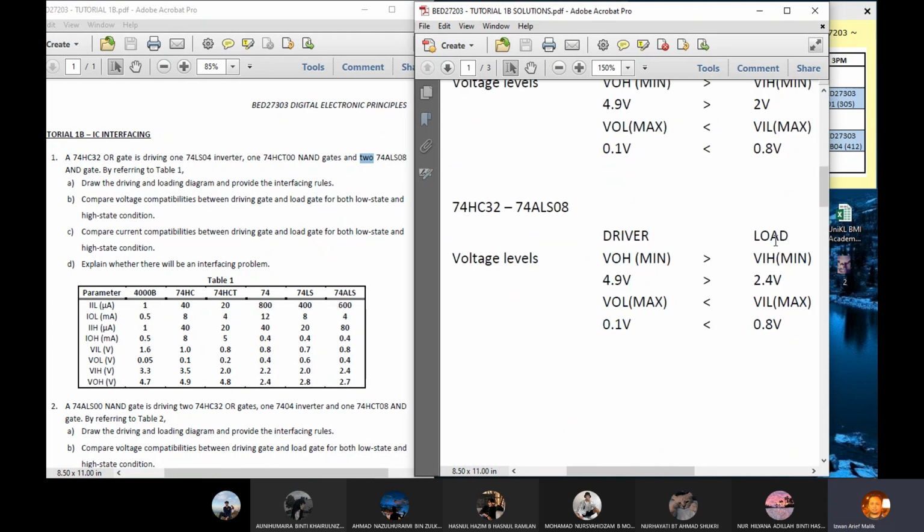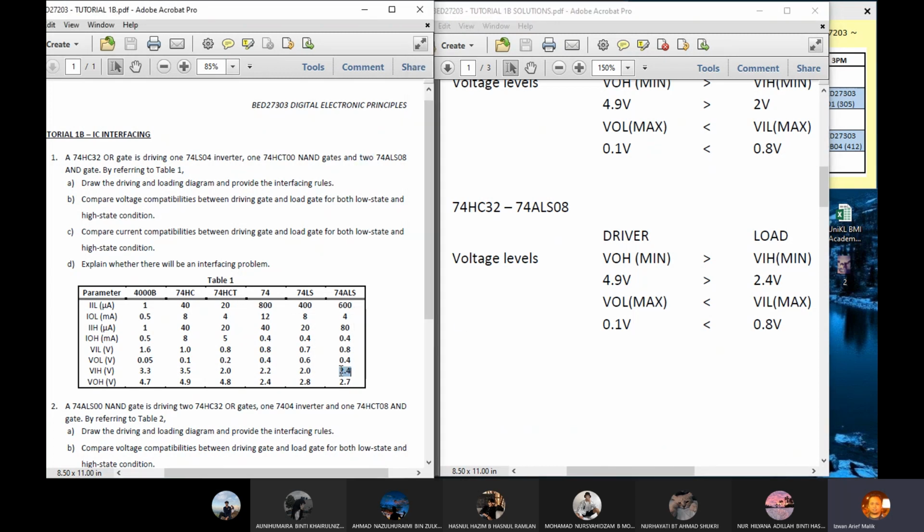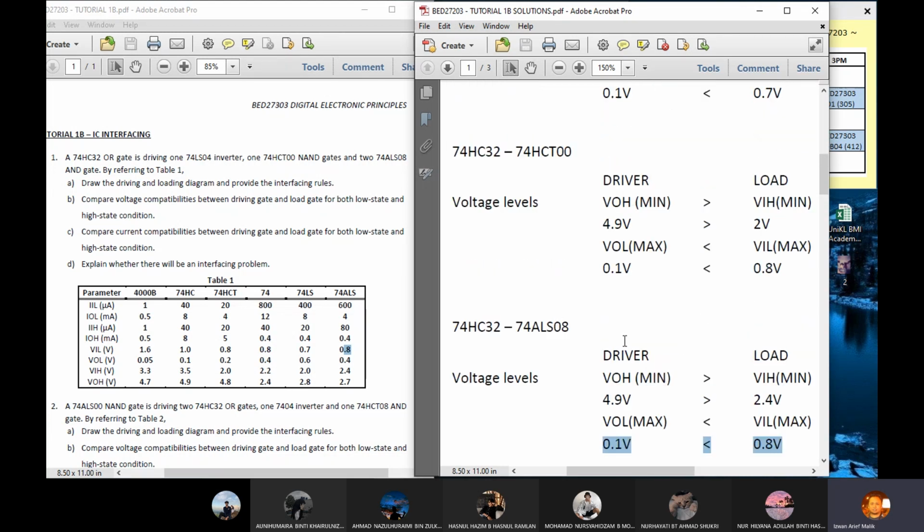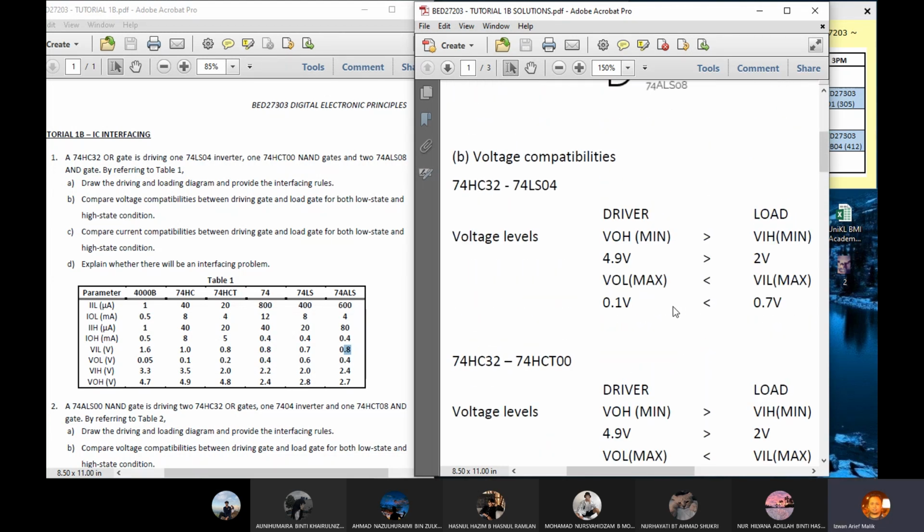Okay, and then load gate, we have to obtain the value of VIH and VIL for 74ALS. So VIH is 2.4, VIL is 0.8. So saya ganti sini 2.4, sini 0.8. So 4.9 greater than 2.4, yes, betul. 0.1 lesser than 0.8, then betul. So no problem. Maksudnya semua okay. Alright. So that is voltage compatibilities.